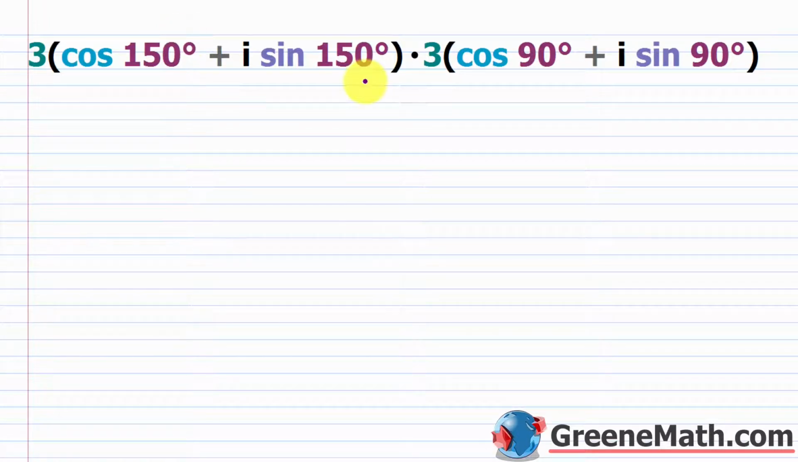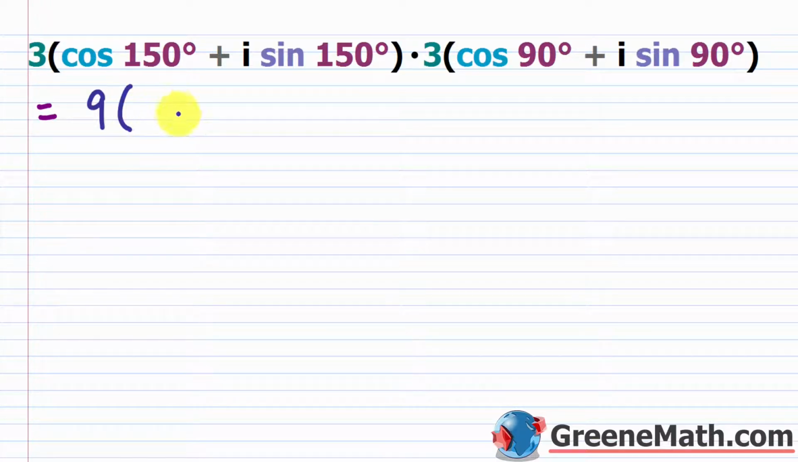We have these two complex numbers in polar form, and we just want to find the product. So we have 3 times this quantity, the cosine of 150 degrees plus I times the sine of 150 degrees. Then we're multiplying by 3 times this quantity, cosine of 90 degrees plus I times the sine of 90 degrees. The very easy way to do this is just to multiply the absolute values together, so the 3 times the 3 is going to give me 9.